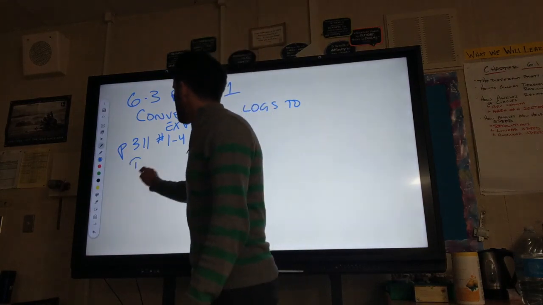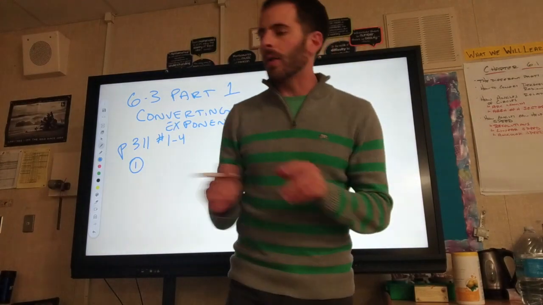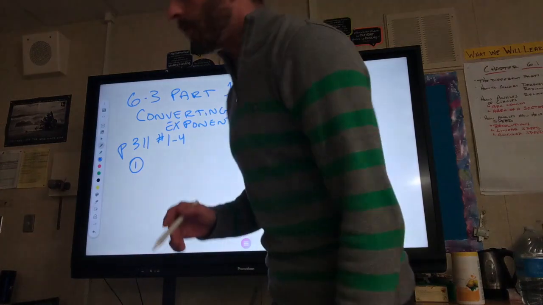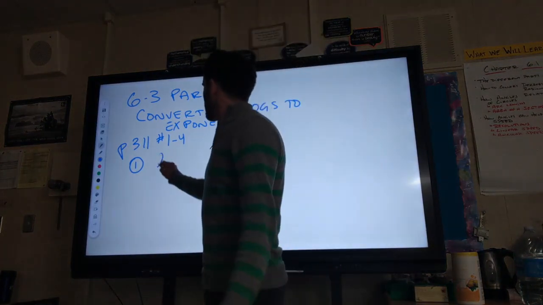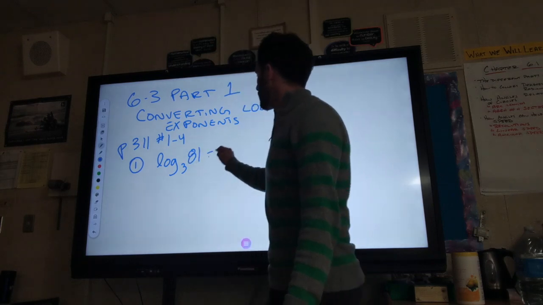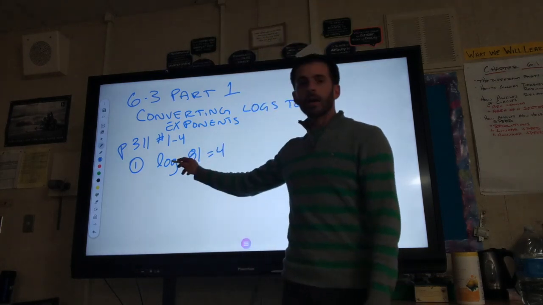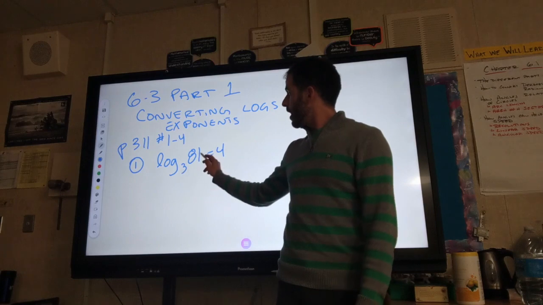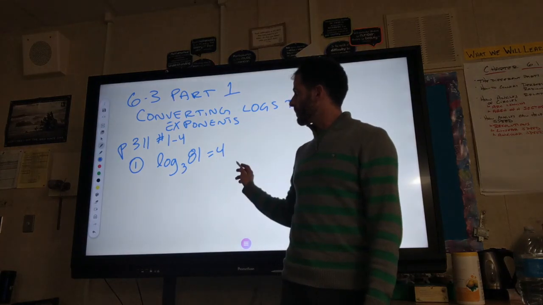So page 311, number 1. We're not going to use it right now. We're just going to convert and get used to the format. But log base 3 of 81 equals 4. So by the way you say it, log base 3 of 81 equals 4.